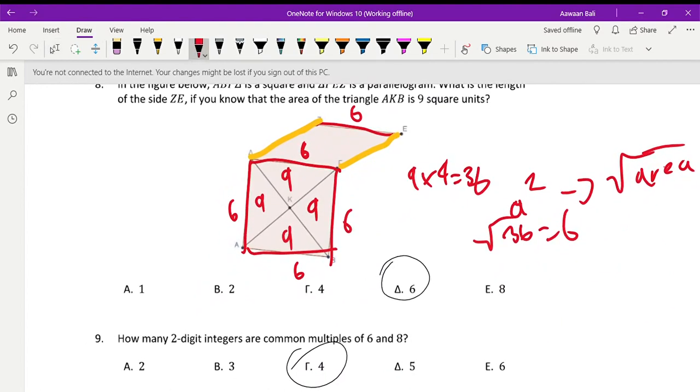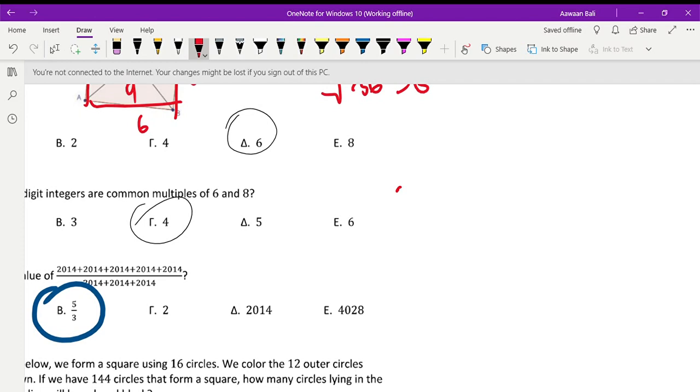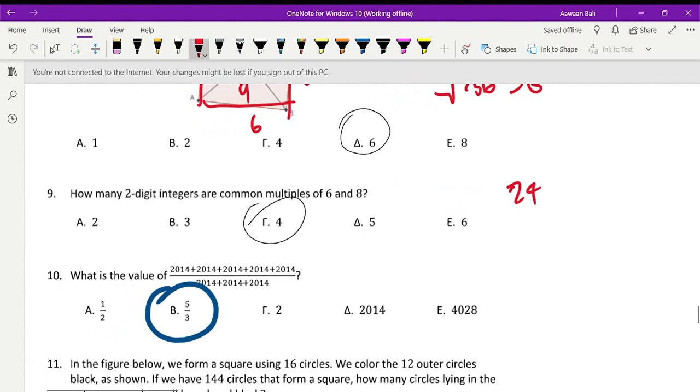Pretty easy, right? How many 2-digit integers are common multiples of 6 and 8? There would be 4. Well, it's kind of like using multiples, but first you have to find the lowest common multiple. Here that's 24, since 8 times 3 is 24 and 6 times 4 is 24. Now all you have to do is find how many multiples of 24 are less than 100, because if it's less than 100 and it starts from 24, all the numbers in between will definitely be 2-digit numbers.